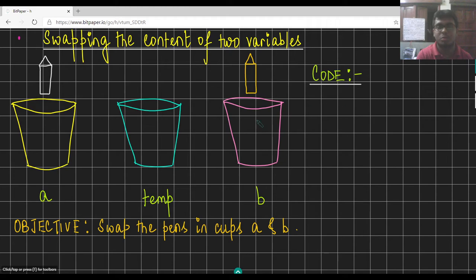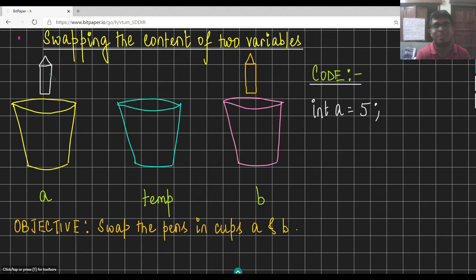So I'm going to assume that this pen has a value of 5, and that's why I'm going to write int a equals 5. All right. Now I'm going to assume that this cup B has a value. I'm really sorry, not this pen. This cup has a value of 5.